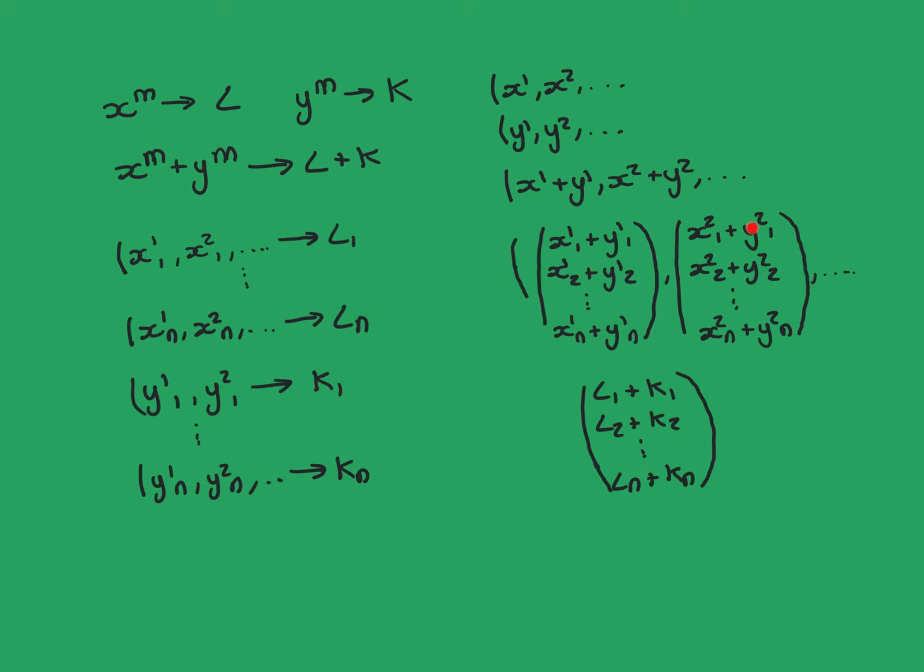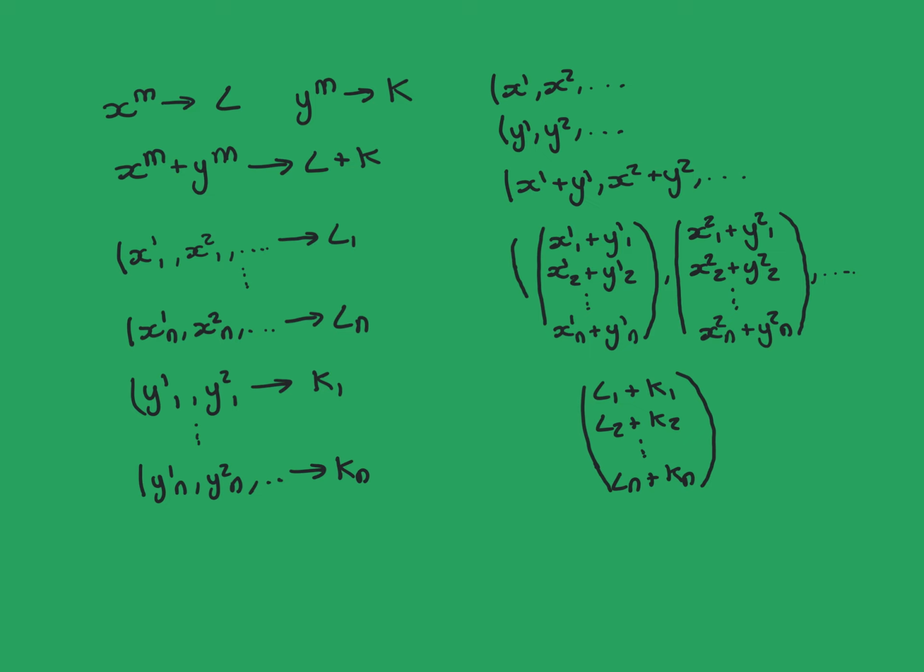So all of the coordinate sequences of this sequence of vectors do converge, and therefore the sequence of vectors does converge, and it converges to the vector that you would get by putting together all of the limits of the coordinate sequences. So that's what I've done here. Here's the limit of the first coordinate sequence, which is L1 plus K1. Here's the limit of the second coordinate sequence, which is L2 plus K2, all the way down to the limit of the nth coordinate sequence, which is Ln plus Kn.